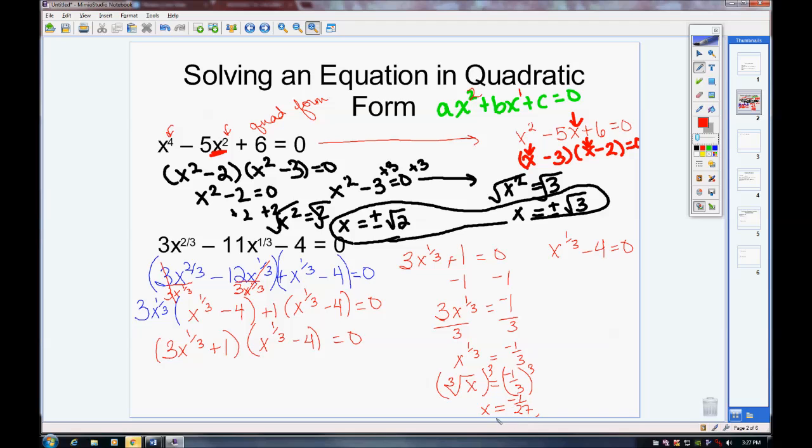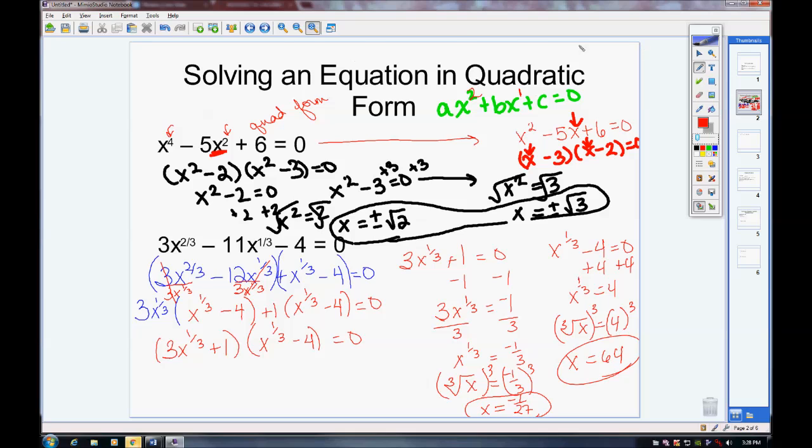Over here, I'm going to add 4, x to the 1/3 equals 4. Cube root of x equals 4. Cube it. X equals 64. So there's my second answer. So negative 1/27 and 64.